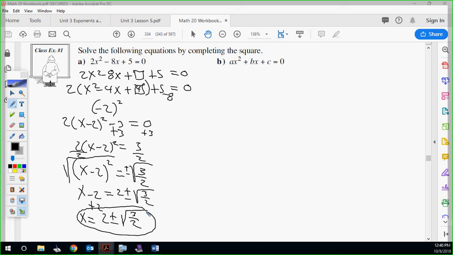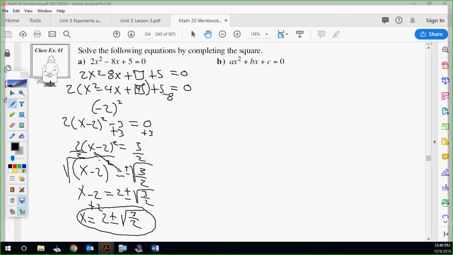So we just kept on going there. Good question. Yeah, we don't have the FOIL because we're actually getting rid of the square. Divide by 2. Square rooted. Remember, square root gets rid of the square. Plus or minus the root of 3 over 2. So guys, this right here is a value: 2 plus or minus root 3 over 2. Okay, that's a value. That's solving.